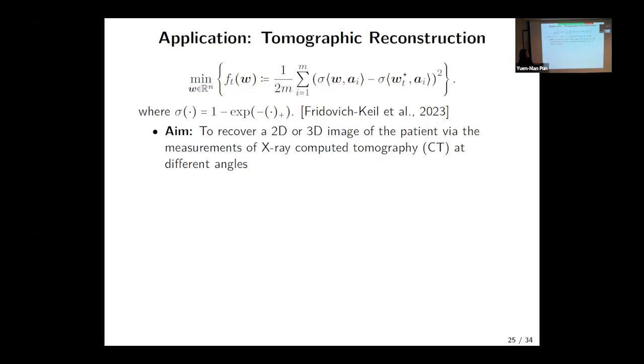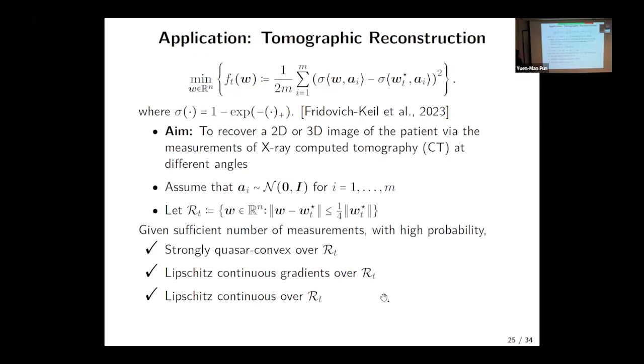And so in the time-varying setting, we can say it's not a static image, but something that is moving in the time-varying setting. So assume that each a_i follows some Gaussian distribution. And then for some region, we would have strong quasar-convexity, Lipschitz continuous gradients, and also Lipschitz continuous over that region. And then we can establish the regret bound in terms of the cumulative path variation.